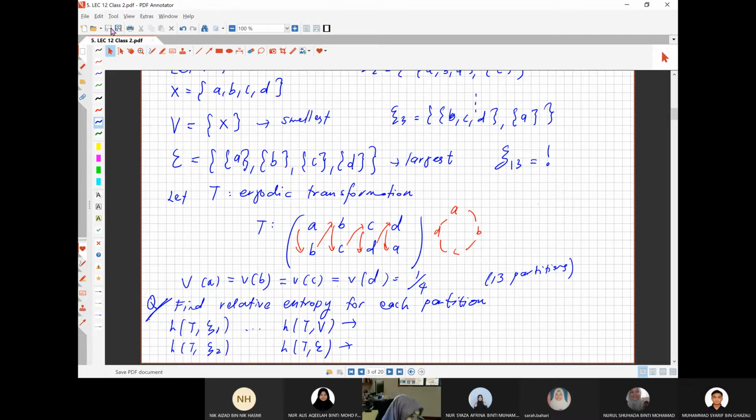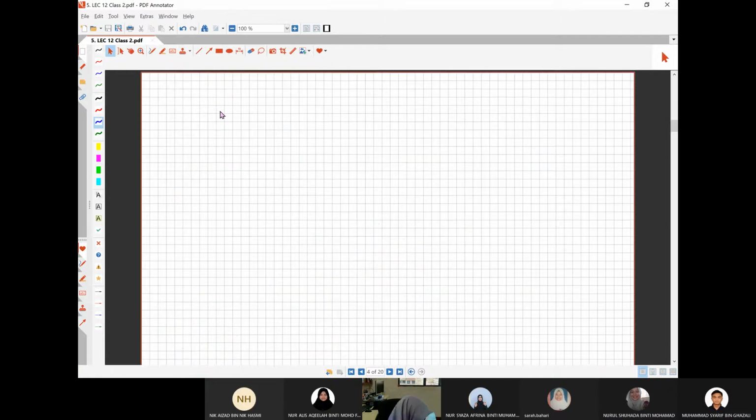Okay. The answer should be 0, for all of them, because you can take the largest for the supremum, right? And later on, you can check that this is 0, because previously we also showed that the relative entropy is 0. Okay. All right. If no questions, then we go to the next definition.